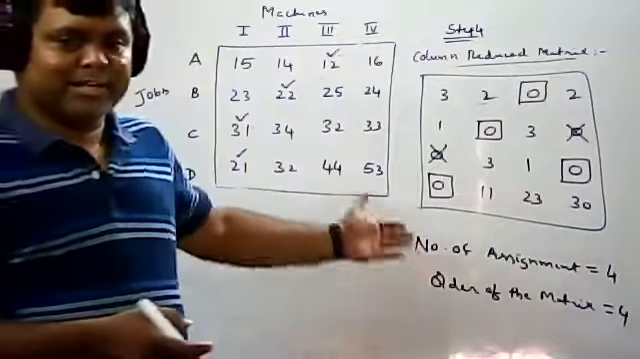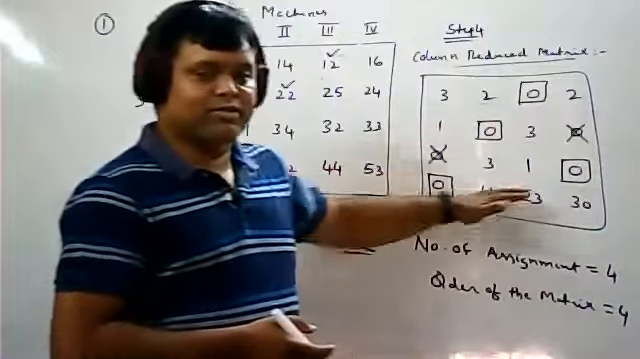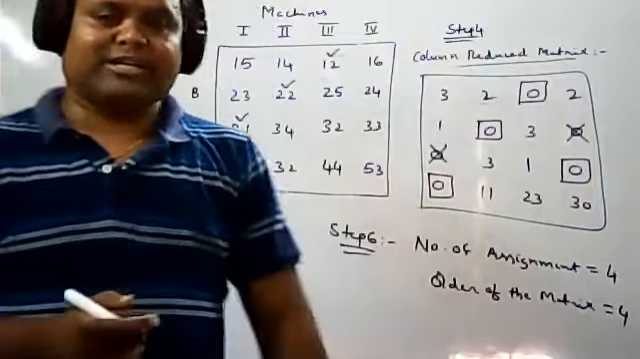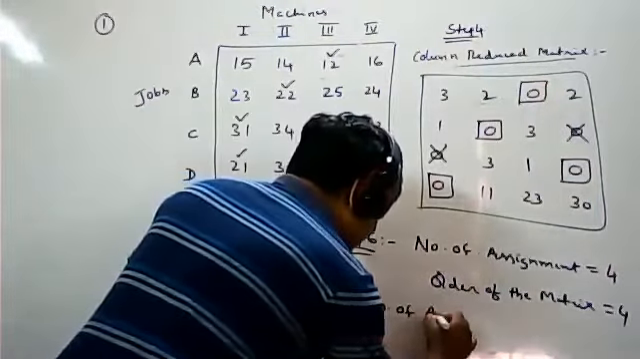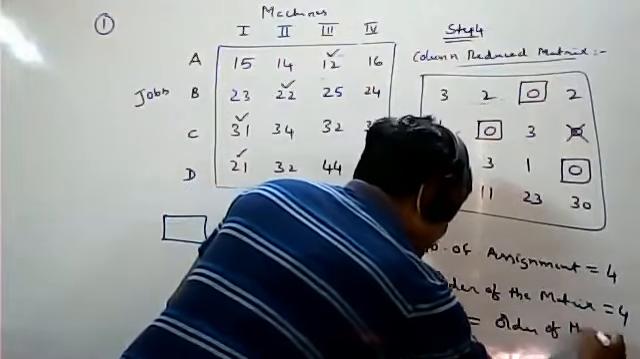But in this particular problem, what did you get? In step number 6, how many assignments did you get? 4. And what is the order of the matrix? The order of the matrix is 4. So you are getting number of assignments equal to the order of the matrix.